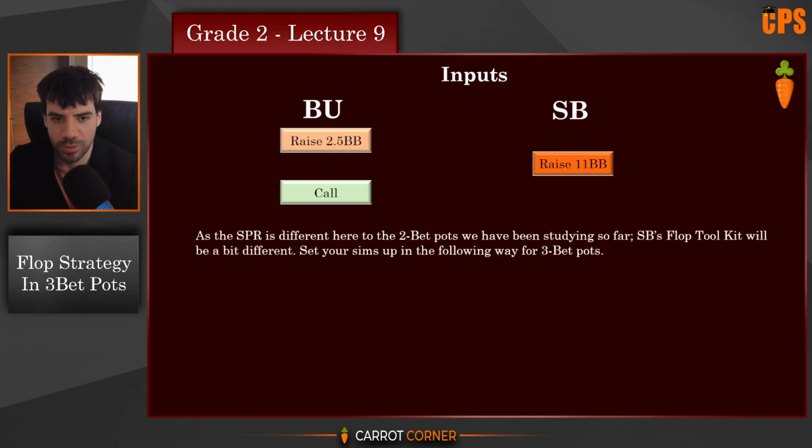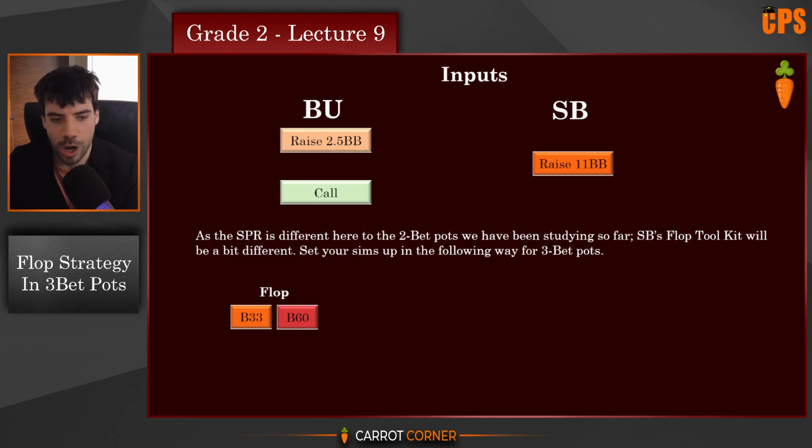Post-flop, the bet sizes that we're going to use are going to be a little bit different due to the resultingly different SPR that comes from the pre-flop action sequence. So far, we've been looking at 2-bet pots primarily, but today is all about 3-bet pots, and small blind's flop toolkit is going to be a bit different. I would set your sims up in the following ways and make the following sizes part of your toolkit in 3-bet pots. On the flop, on some boards, we're going to be betting 33% pot.